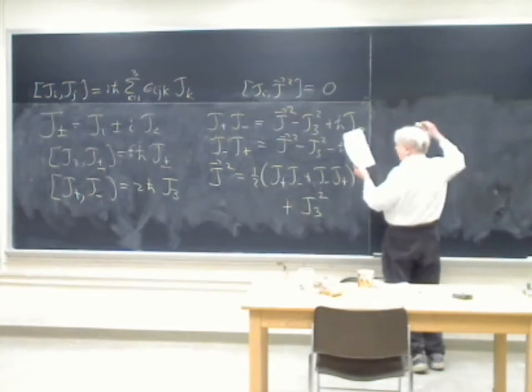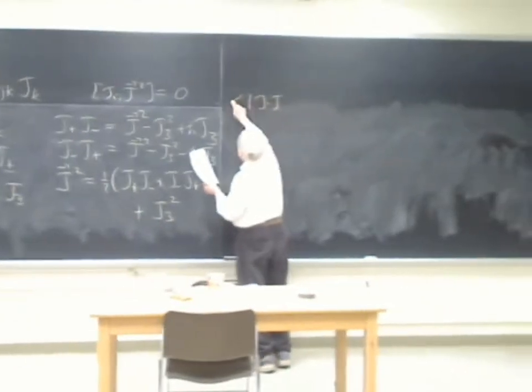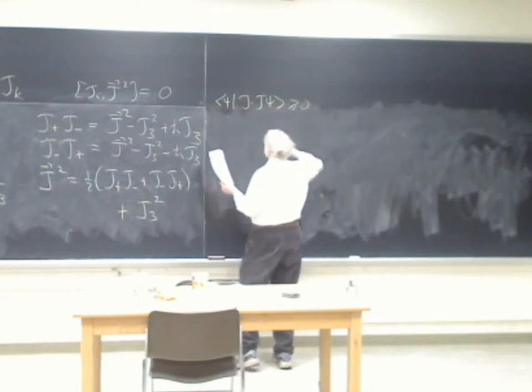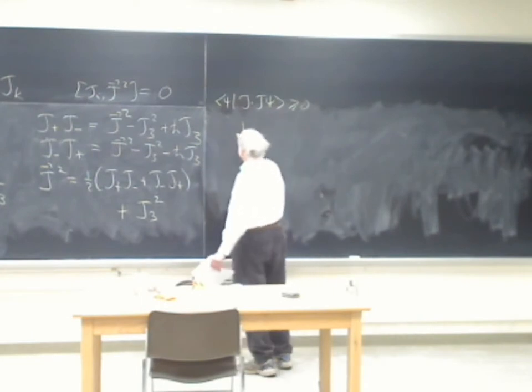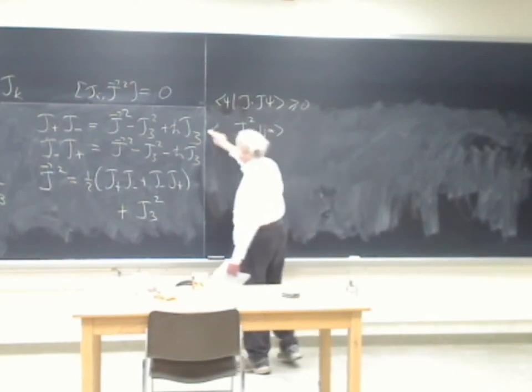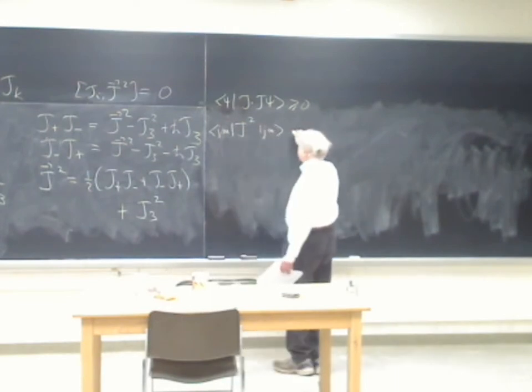In any event, we found that J dot J in any state psi was greater than or equal to zero. So that means that if Jm is an eigenstate of J squared, then, whoops, let me do that a little better. Then if psi is equal to Jm, then this is greater than or equal to zero.